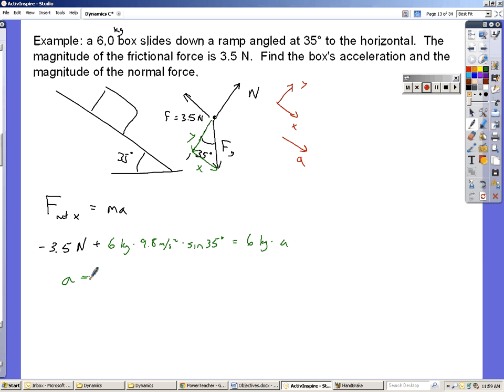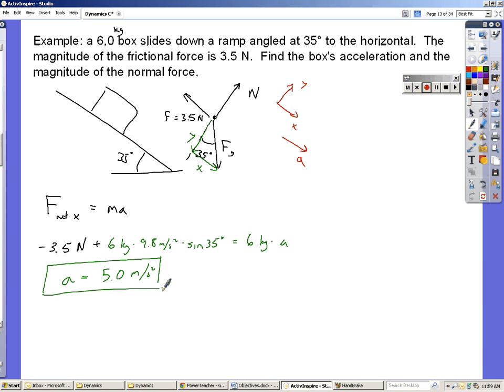We can do a little bit of math and algebra, and we have 6 times 9.8 times sine 35. And we find that the acceleration is 5.0 meters per second squared.